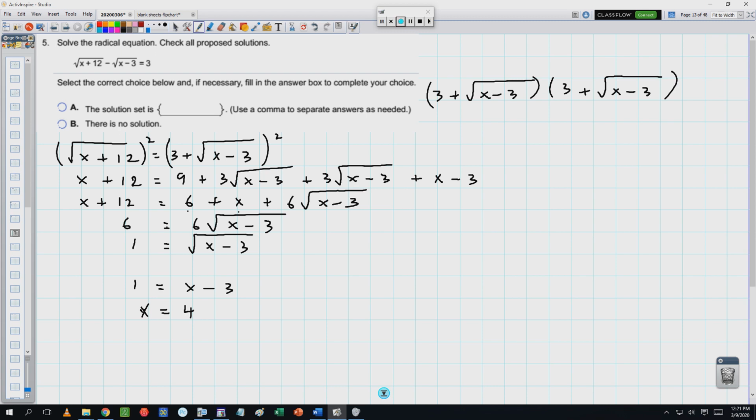Check all proposed solutions. So you'll take a 4 and plug it in for that first x. That'll give you x plus 12 will be 16 of that first radical. Minus, you'll plug a 4 into the other radical. 4 minus 3 will give you a 1. Square root of 16 is 4. Square root of 1 is 1. 4 minus 1 does equal 3. Your answer is 3.